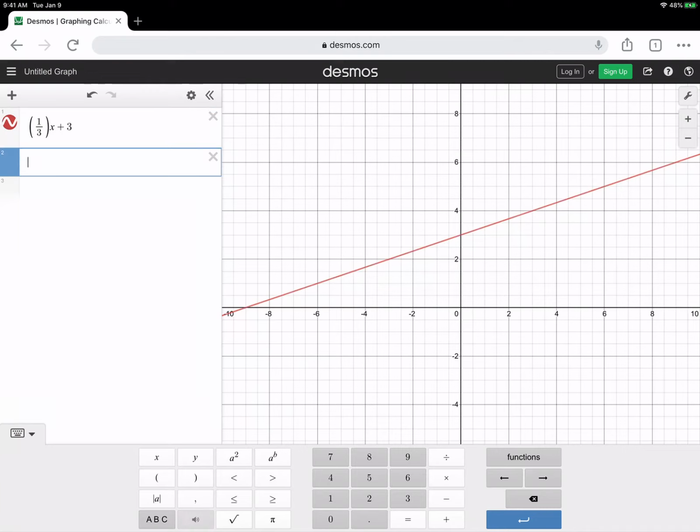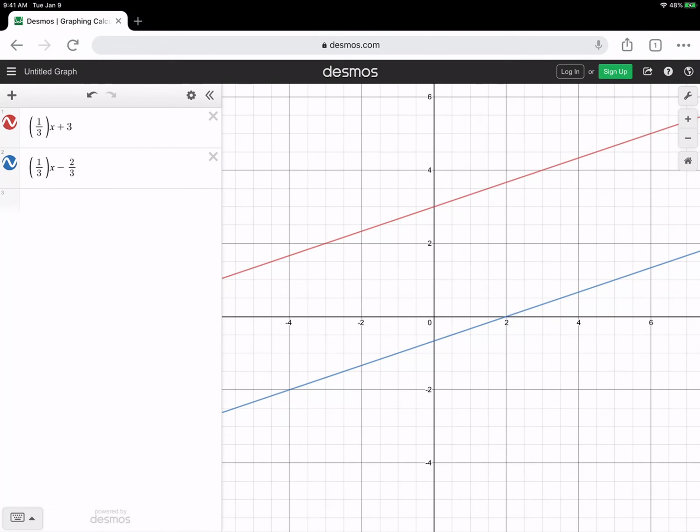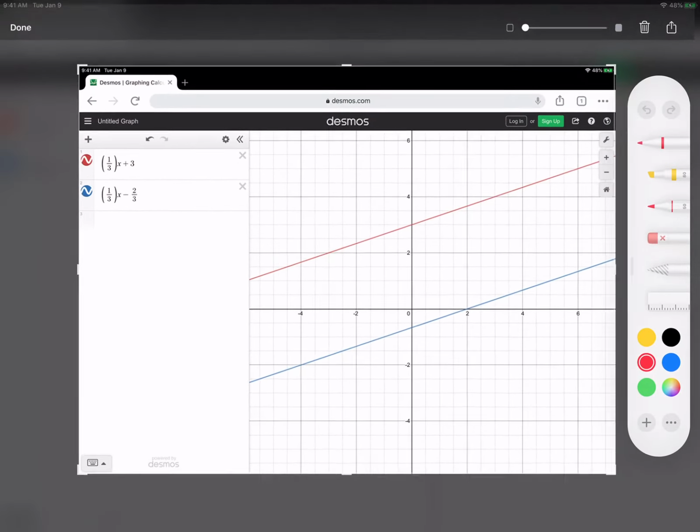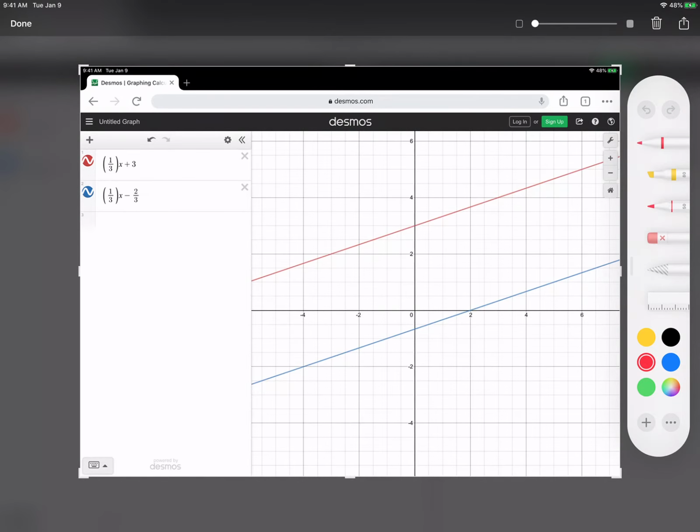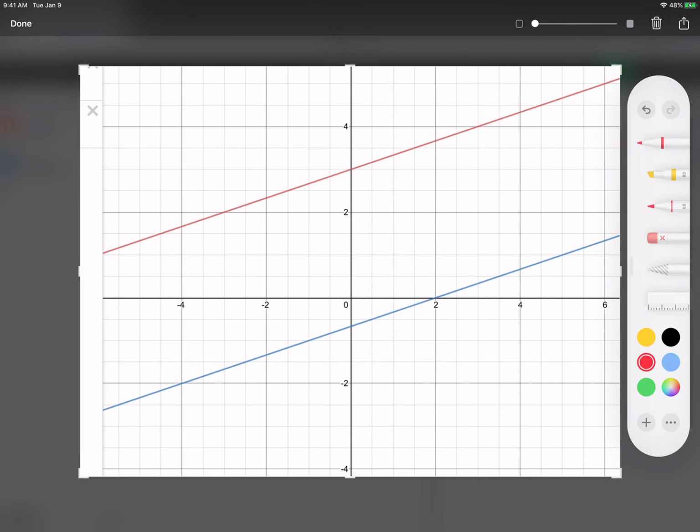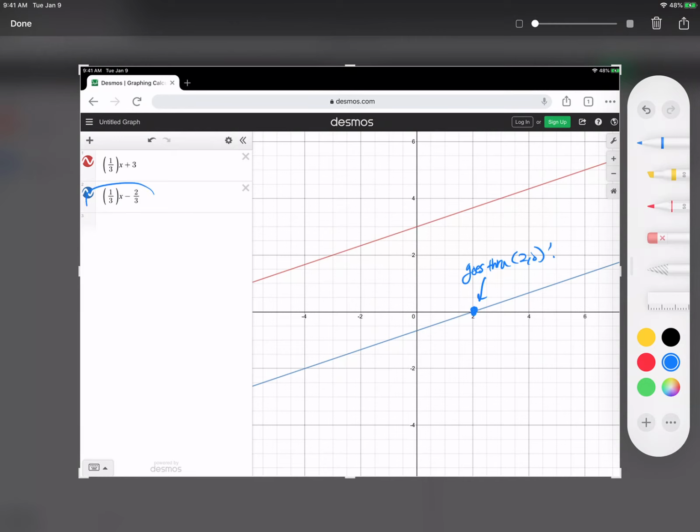Now plot the second equation, 1/3 x, and then I believe it was minus 2/3. Alright, so that's my second equation. Notice how these blue and red lines look very parallel to each other, okay? So this is like your railroad. And notice the blue line that we just had goes through (2, 0), which is what we wanted, right? So we can clearly see that happening. So therefore, I know that this equation is correct. This is how you would verify your answer, okay?